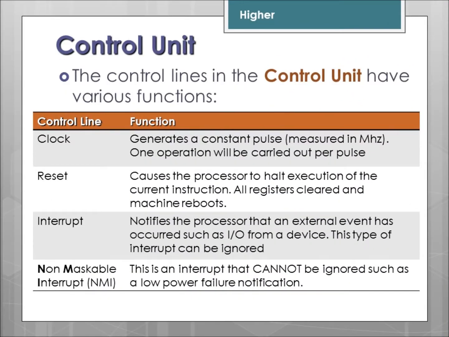Now there are various control lines in the control unit, and they have various functions. The easiest one to describe is the clock control line. This generates a constant pulse measured in megahertz, gigahertz, depending how fast the processor is, and a single operation can be carried out per pulse. Now the reset line.